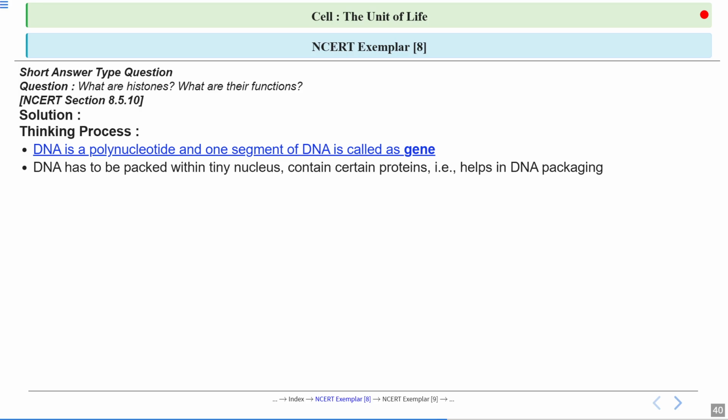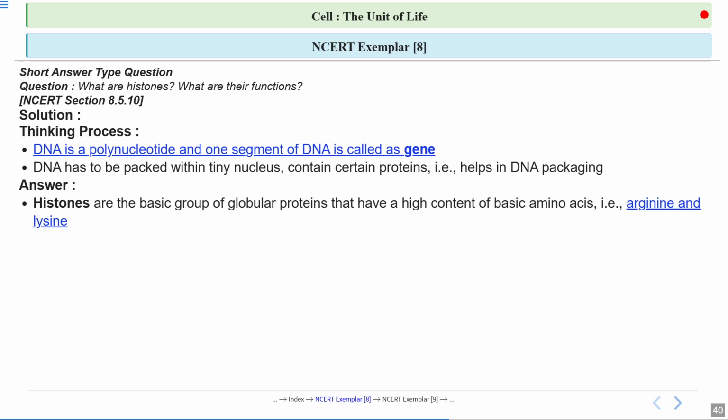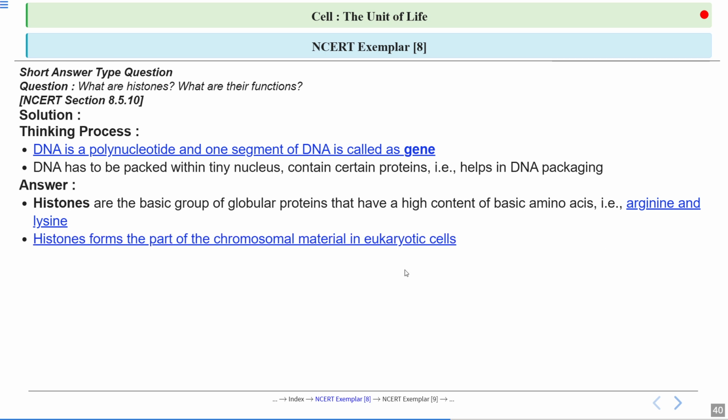So how is this packaging done inside the nucleus? How is this packaging done? Let us see the answer. Histones are the basic group of globular proteins that have a high content of the basic amino acids arginine and lysine. So this histone material, or you can say the protein, is there.